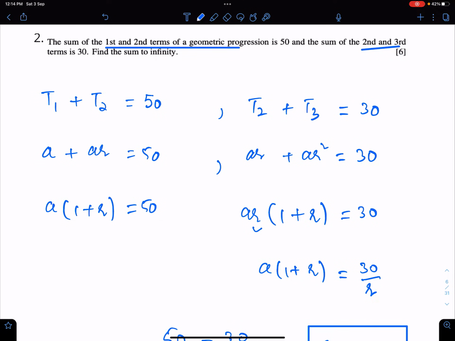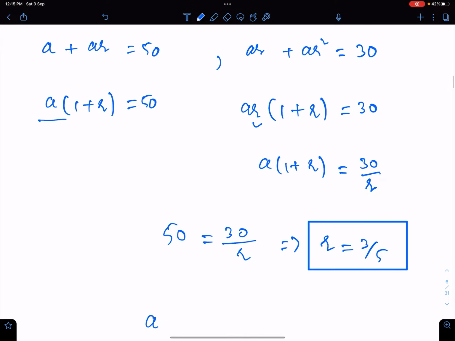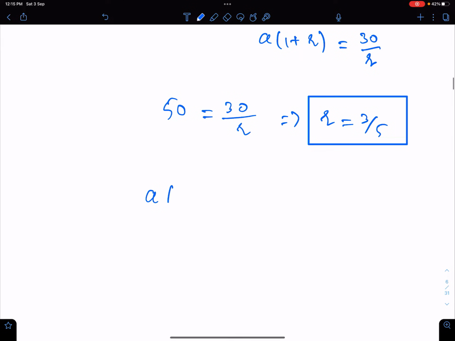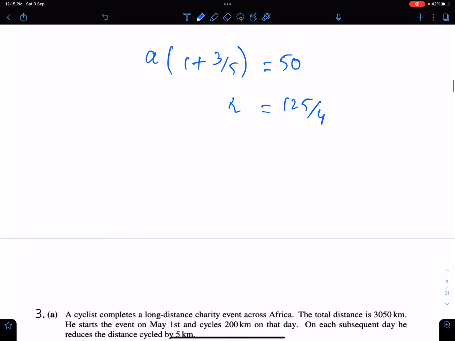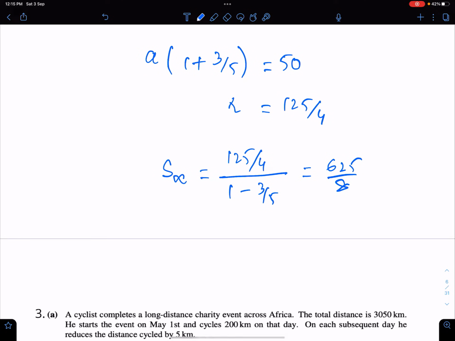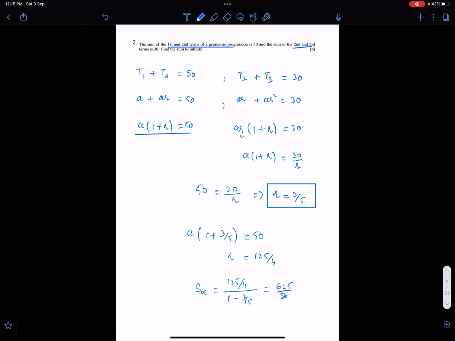And the question is find the sum to infinity. For that we must have the first term. So with the help of this equation, we can get the first term. a times 1 plus 3 upon 5 is equal to 50. Hence, the first term is 125 upon 4. Now we can get the sum to infinity. 125 upon 4 over 1 minus 3 upon 5, and the answer is 625 upon 8. It's better to leave the answer as a fraction. So this was question number 2.